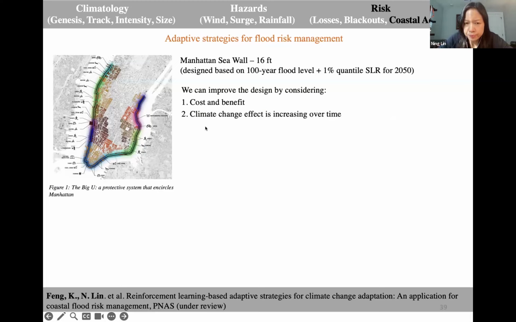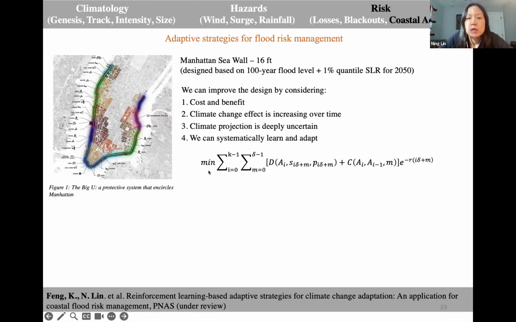We should consider that climate change effect is increasing over time. It's not static. And also climate projection is deeply uncertain. Uncertainty is larger and larger as our projection time horizon is longer. But we know that we can systematically learn and adapt. We'll not just make a decision and let it be, right? We can adapt. So based on that, we can think about a strategy by minimizing the total cost due to damage and the investment discounted to now.